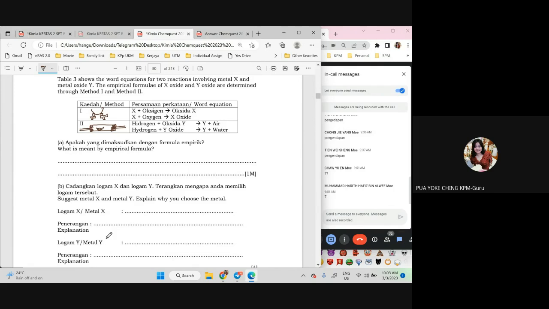Tak lengkap. Okay, what is X? Okay, X is magnesium. Y, you use magnesium.